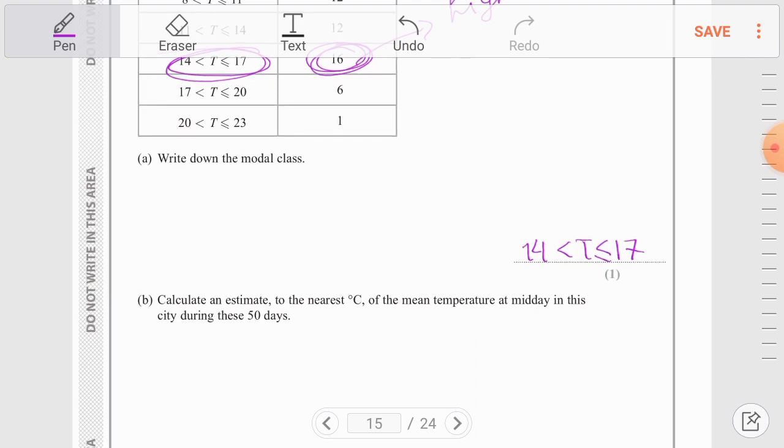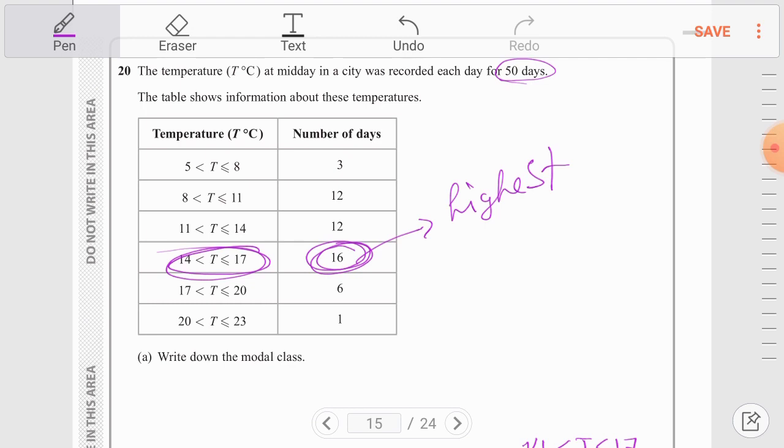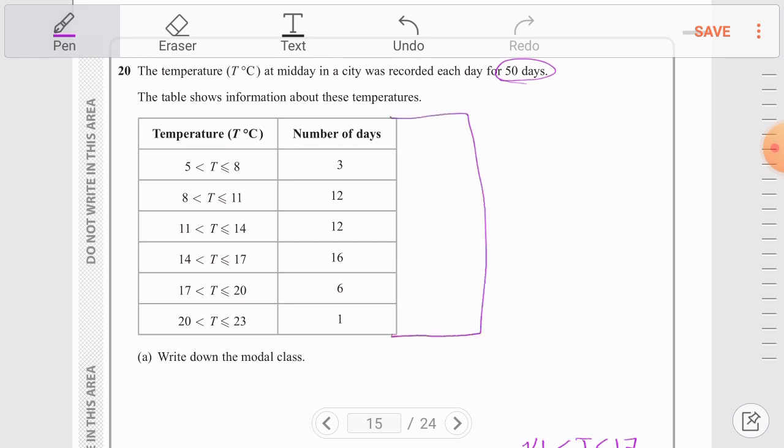Part B, calculate an estimate, to the nearest degree Celsius, of the mean temperature at midday in this city during these 50 days. So it wants you to find the value of the mean, but as the table is given in ranges of temperatures and frequency, we first need to find the midpoint of each range of temperatures. Let this be x. 5 plus 8 divided by 2 is 6.5, so here it would be 6.5.